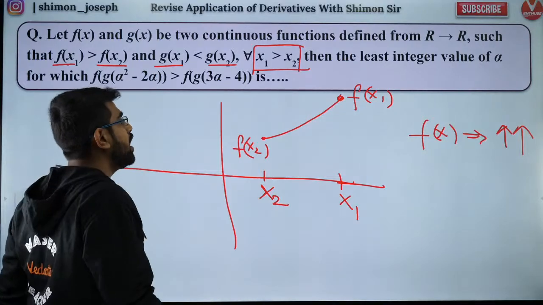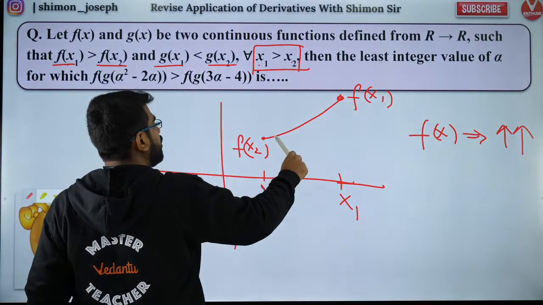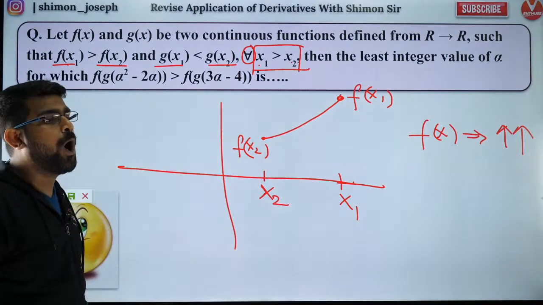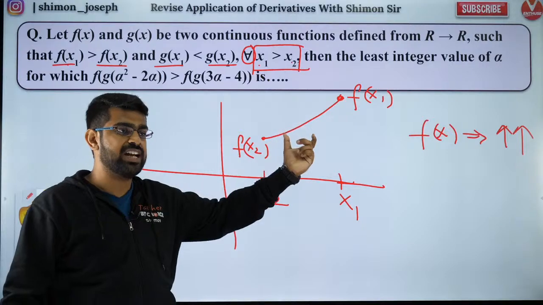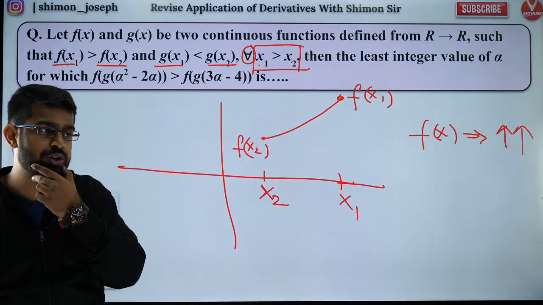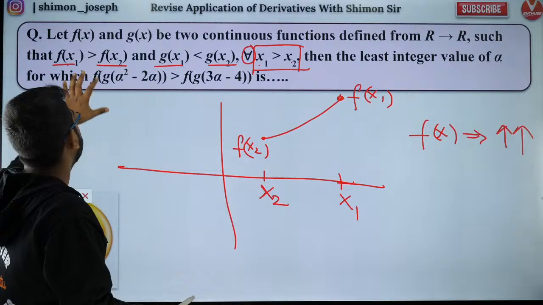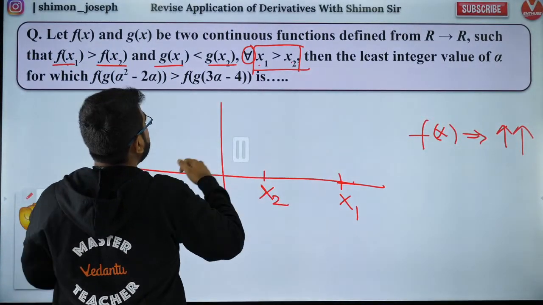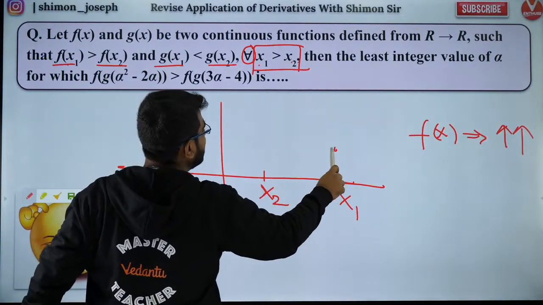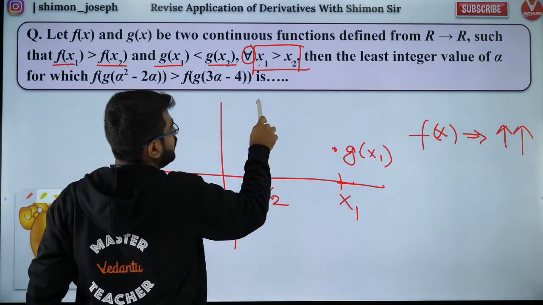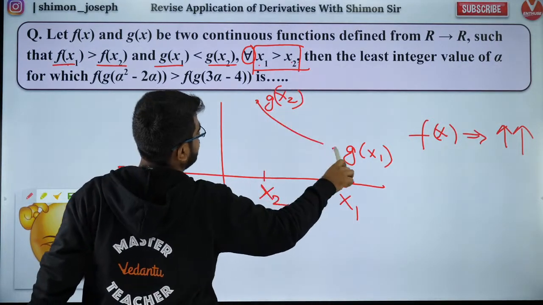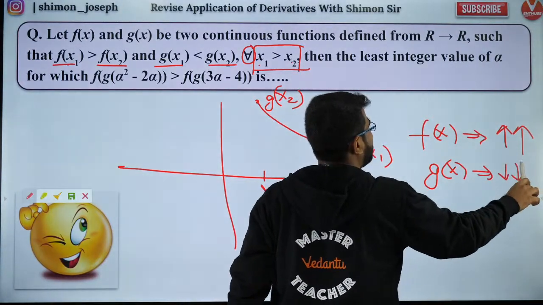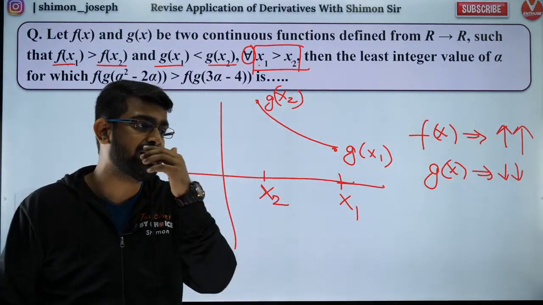Now you might ask me, sir, they told for x1, x2 only. How do you know for all inside points? Guys, they said for all x1, x2. For all x1, x2, if you have this condition, then it is an increasing function. So f of x is increasing, I found out. Let's see g of x. Now g of x, what did they say? They said g of x1 is lesser than g of x2. So that means g of x is a decreasing function. So this is the first information I gather.